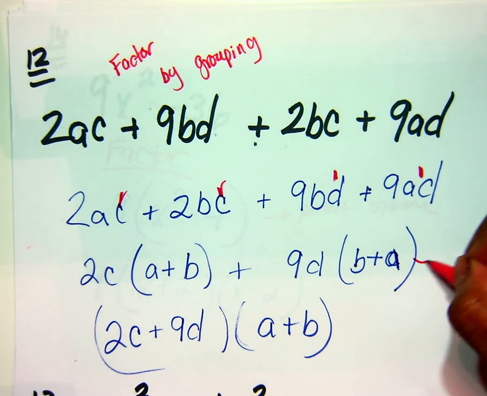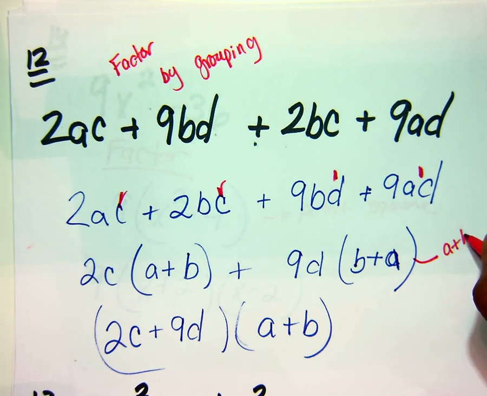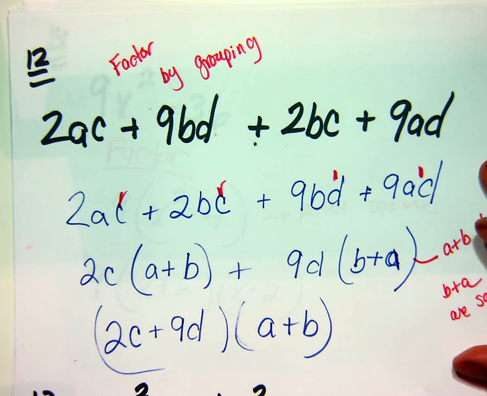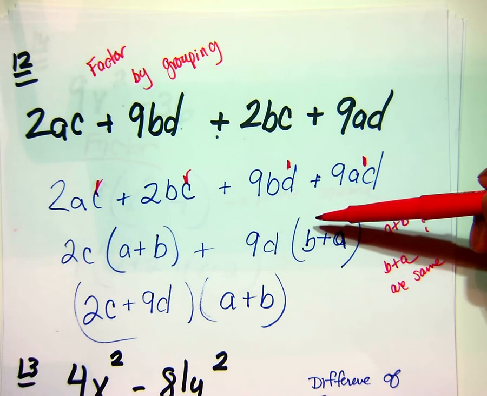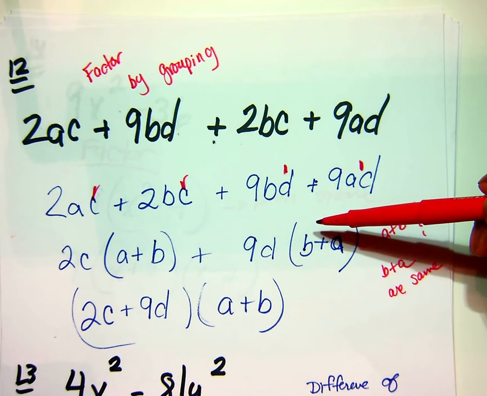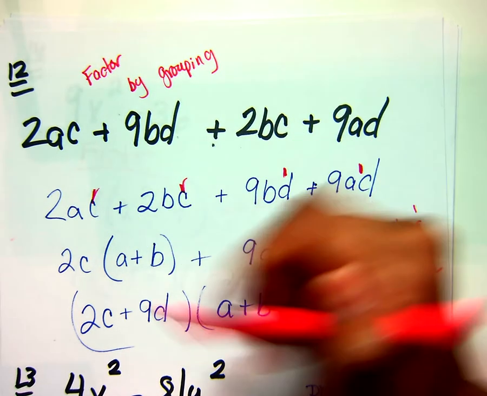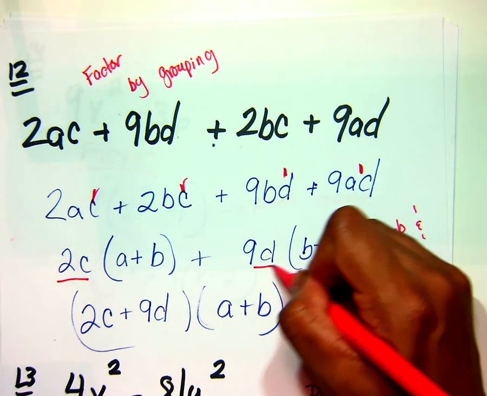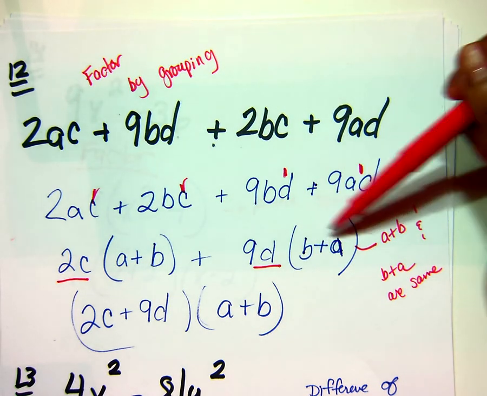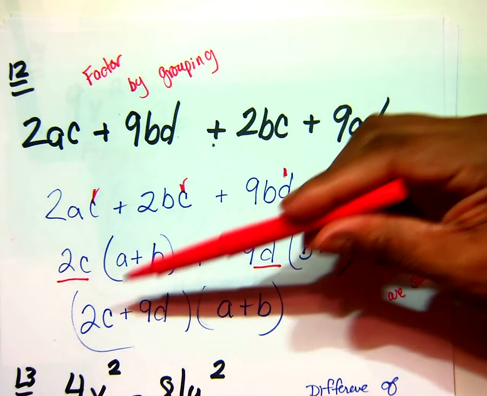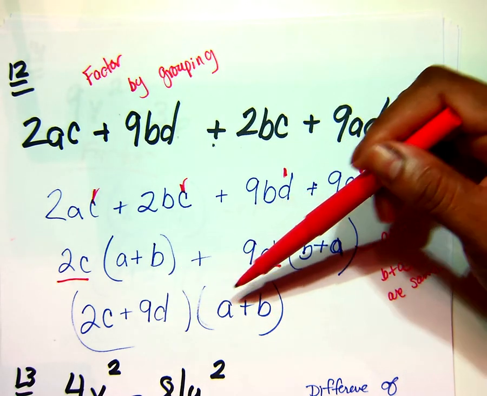Now, pay close attention to this. AB and BA are the same thing. And the reason why they're the same is because multiplication is commutative, therefore it's going to be reflective. So the order does not matter when you're multiplying or adding. So notice again, we're doing the grouping. So here goes the outside. The inside, even though they're in different orders, it's just like a mirror image of each other. So you can say 2C plus 9D times AB.